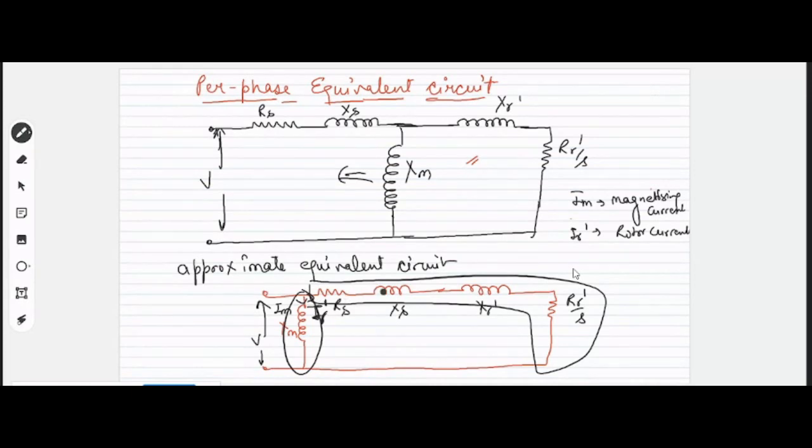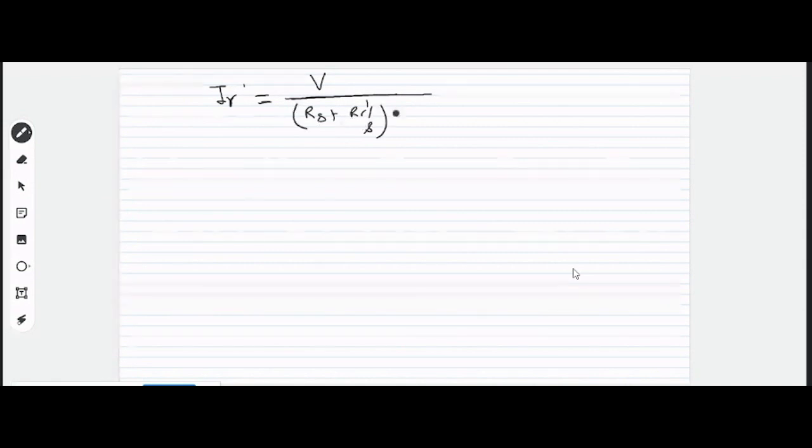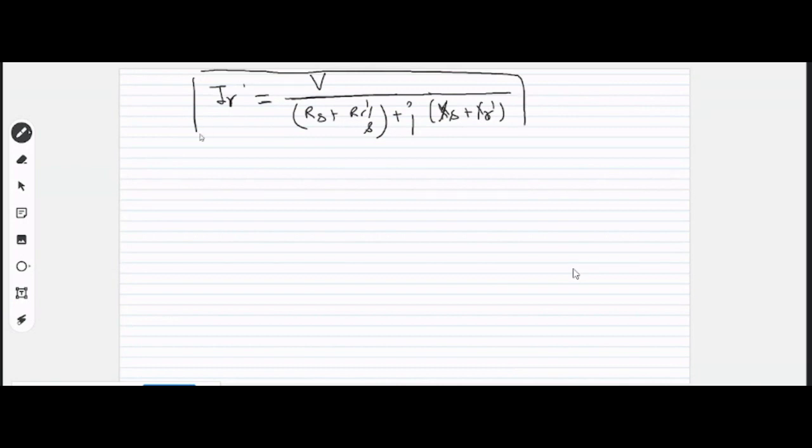So obviously the current that will be flowing in this branch, that is the current IR, can be calculated as the voltage applied across that branch divided by the impedance of that branch, right? How much is the impedance? It is Rs plus Rr dash by S plus j times Xs, that is the stator side reactance, plus the rotor side reactance referred to stator side. So this will be the value. Yes or no? Yes, sir. So this will be the current that will be flowing in the rotor circuit, right?